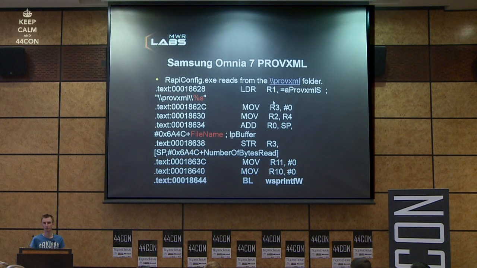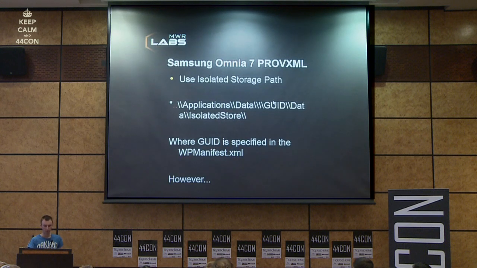So this RAPI config, which handles the device provisioning, it can only read files outside in the prov XML directory, but as a least privilege application, you don't have access to this directory. So I needed to get it to read somewhere which I did actually have write access to. But managed code has isolated storage folders, and these isolated storage folders map to a native path on the disk. So you can write your device provisioning XML document in there.